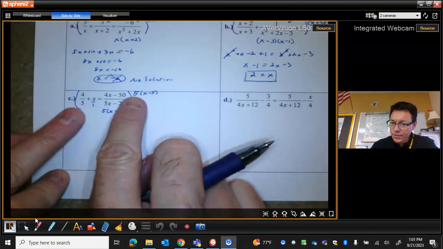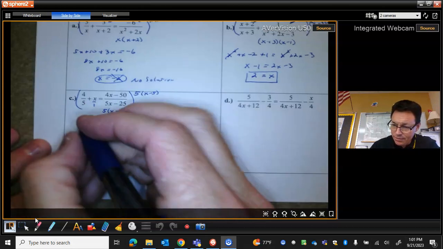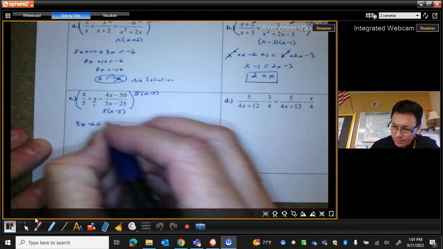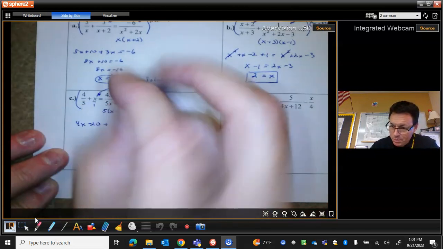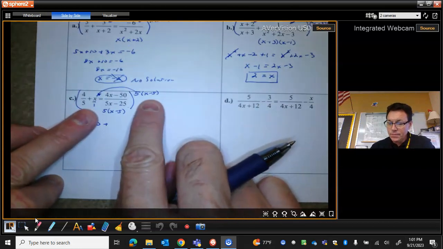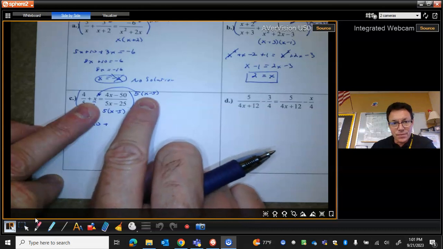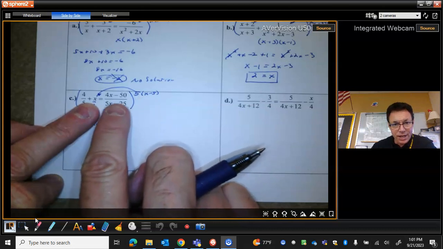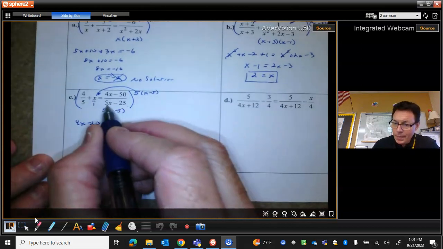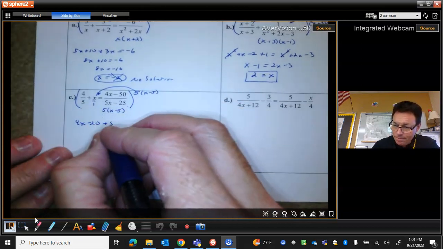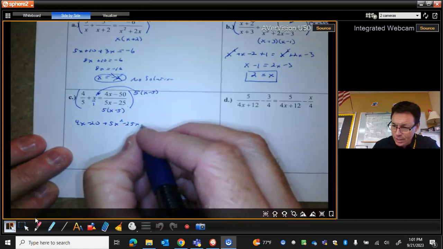So the 5's will cancel. That'll leave me with 4 times x minus 5. That's 4x minus 20. Plus, then I need to multiply this, but there's nothing going to cancel here. So that x is going to multiply all of this. Now remember what this is. This is 5x minus 25 just in factored form. So I need to multiply x times 5x minus 25. So that's 5x squared minus 25x equals.